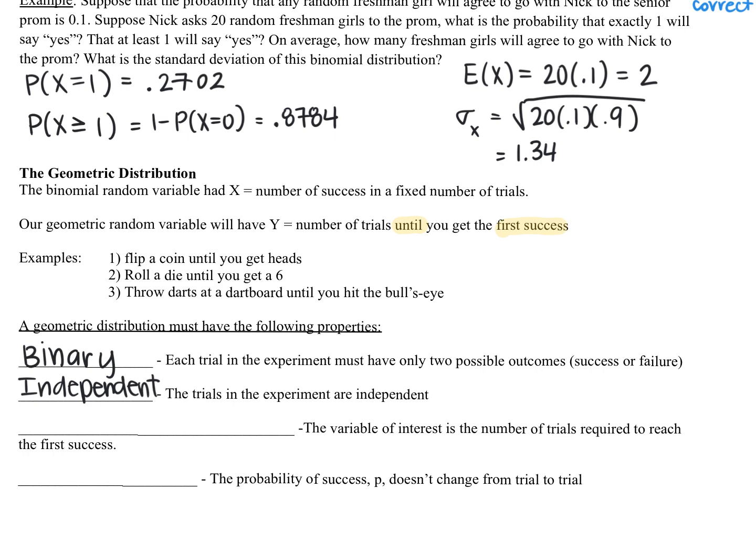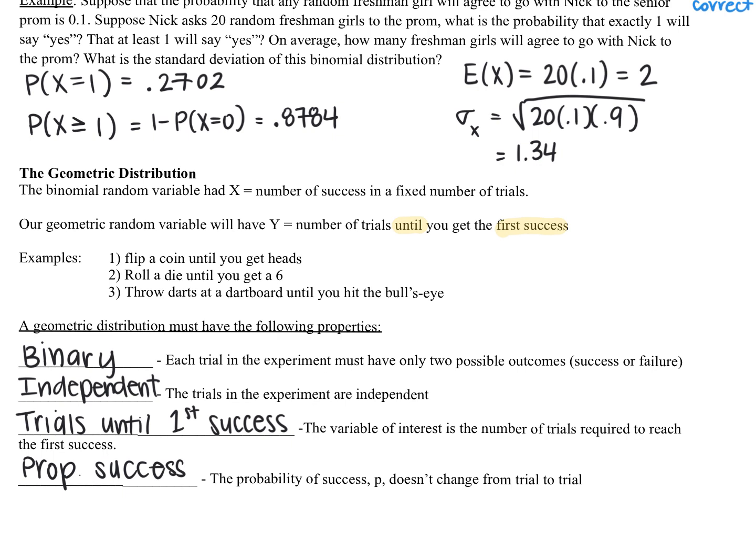So those two are the same. Here's the third one that is different. Instead of having an n, which is your specific number of trials, you have the number of trials until the first success. And the last one is your probability of success. So the probability of success does need to stay the same.